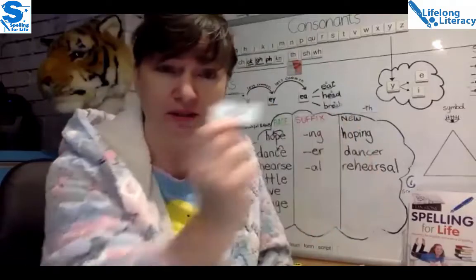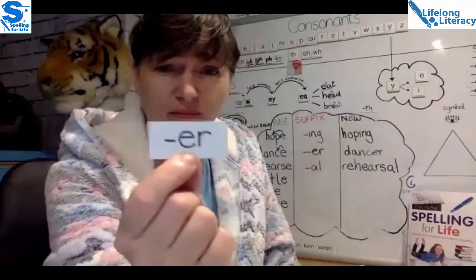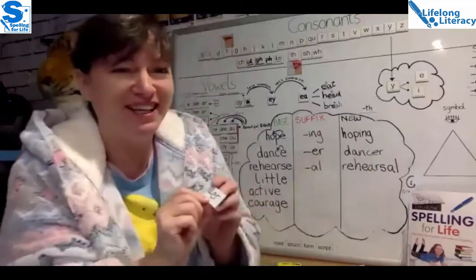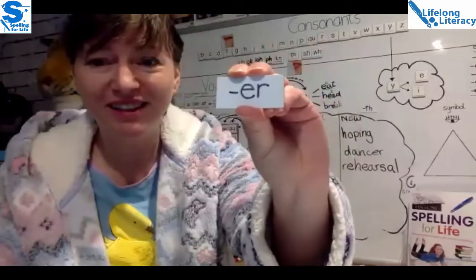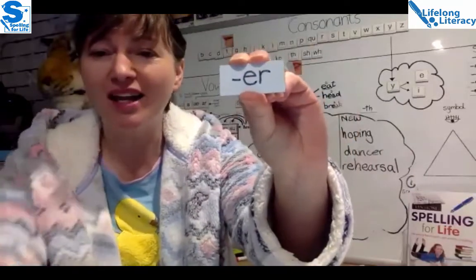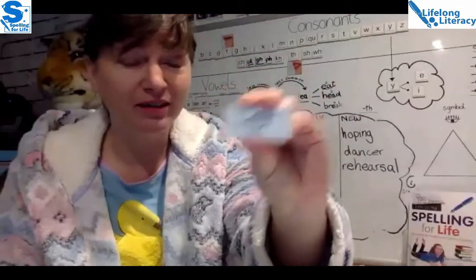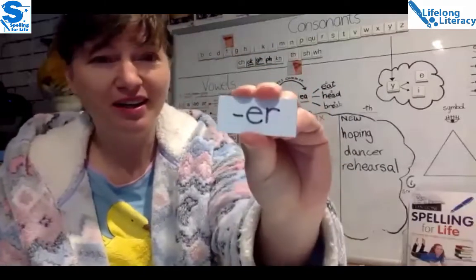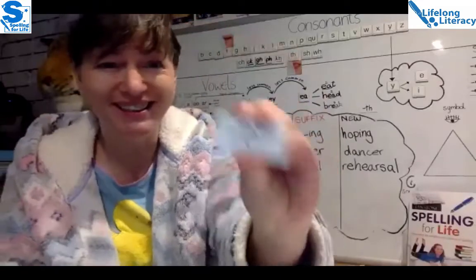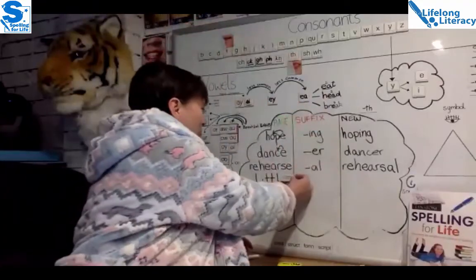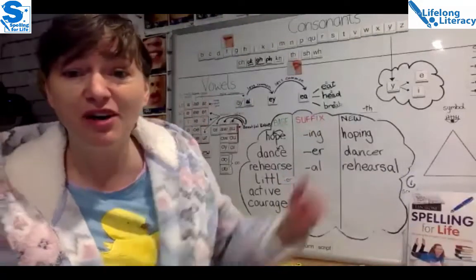Er can mean one who does, but it can also mean more. Oreo is littler than Marvel. Is it a vowel suffix? I'll answer your question soon, Caitlin, Lily, and Bethany. It means more. So, do we replace the final silent E? Yes, we do, because it's a vowel suffix, right? Littler.